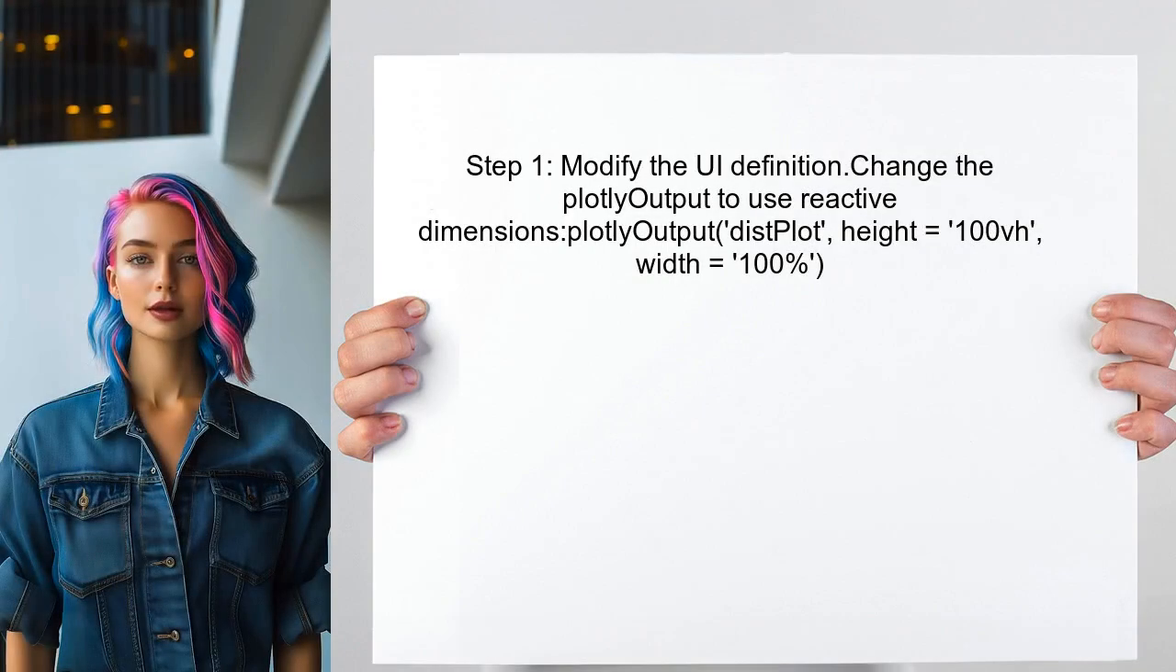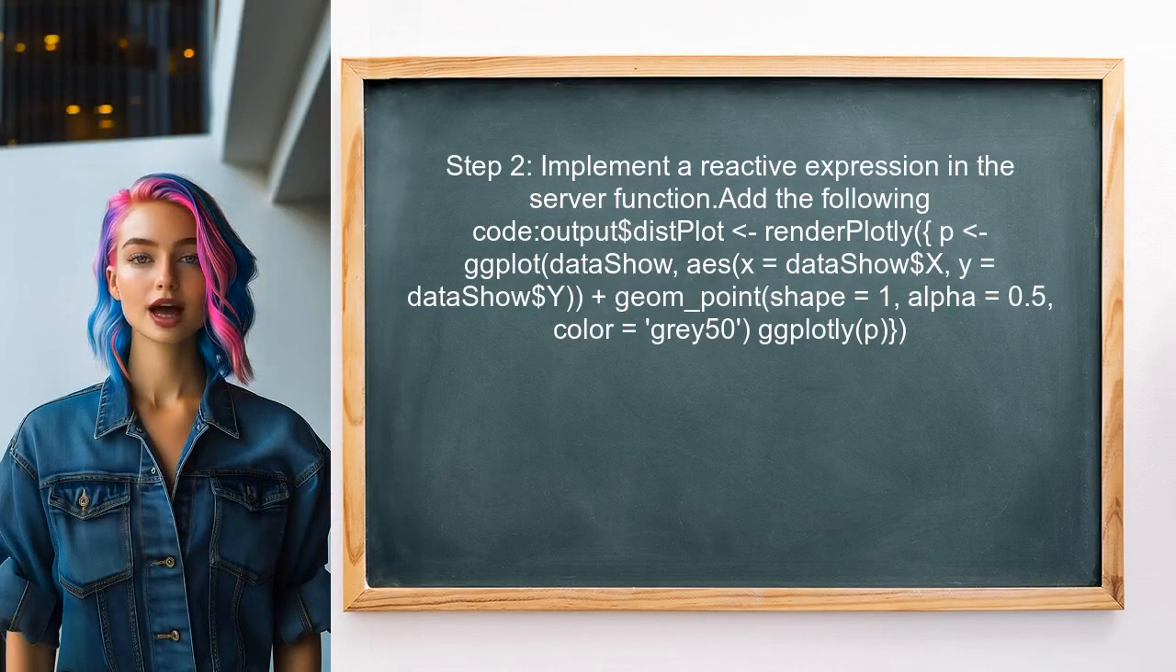To dynamically adjust the height and width of the Shiny Plotly output based on the window size, the user should first modify the UI definition. Instead of using auto for height and width, we will use a reactive approach. Next, the user should implement a reactive expression in the server function. This will allow the plot to resize based on the current window dimensions.